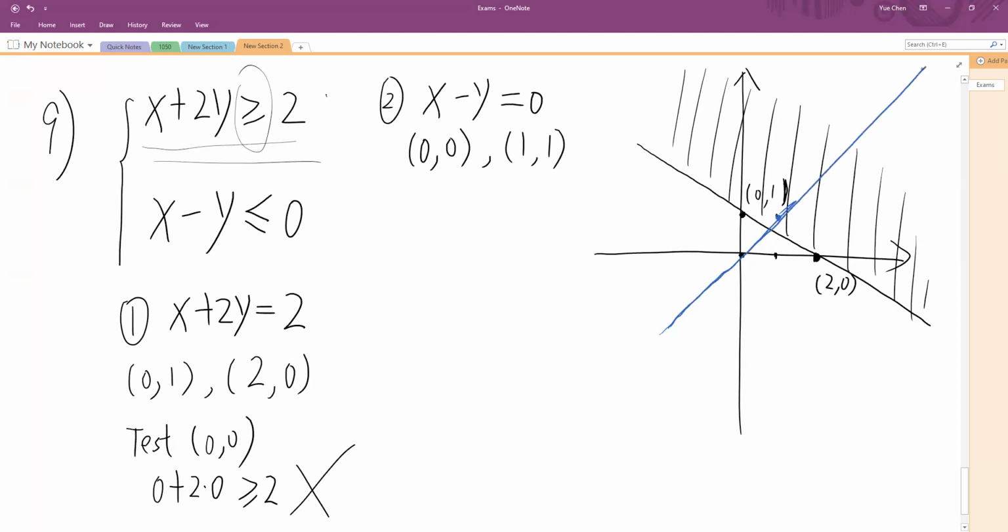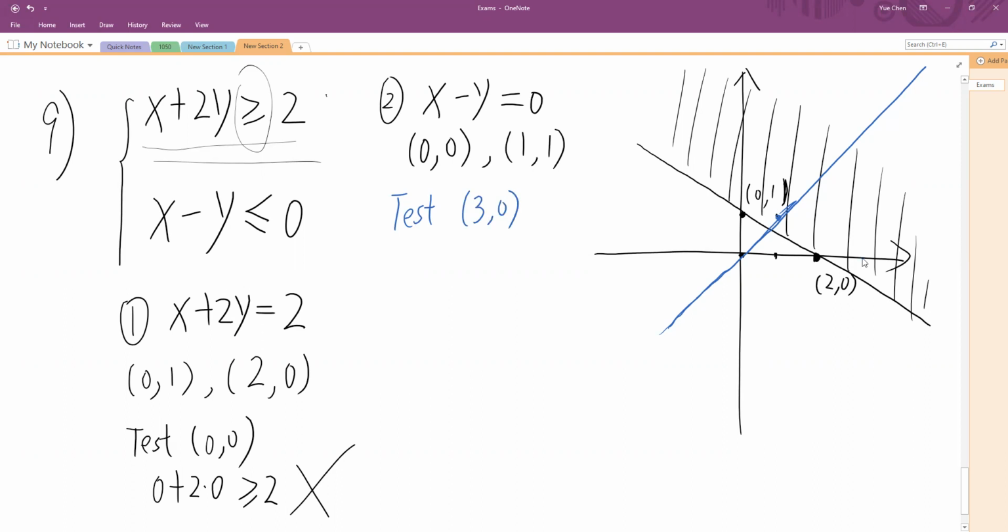Okay, so this blue line divides our plane into two parts, right? One is this part, the other one is this part. Which part do we need to test a point? But this time we cannot test the (0, 0) point because the (0, 0) point is on the line. So we just choose an arbitrary one. We can test the (3, 0) point. (3, 0) is here, right?